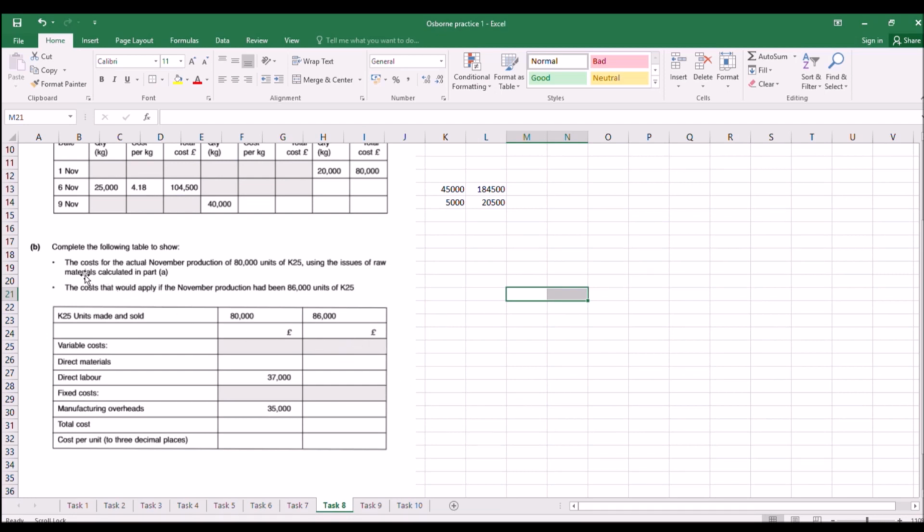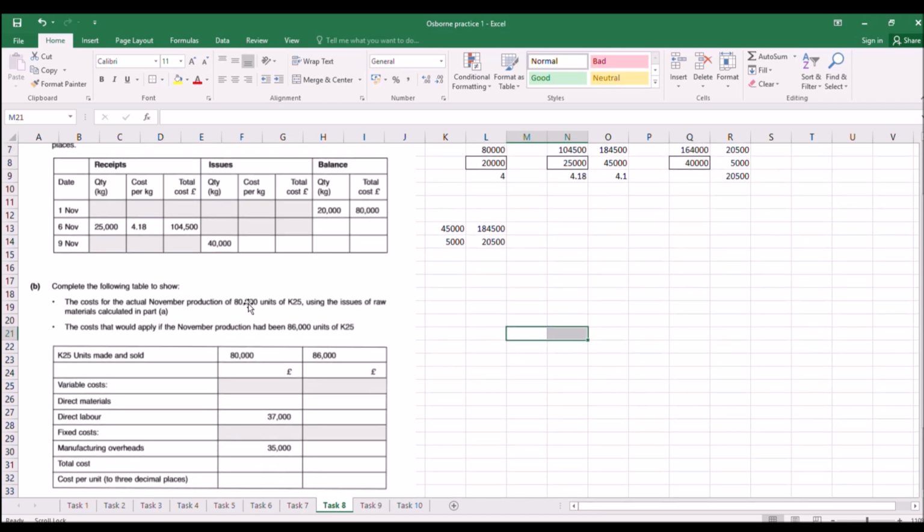Right, complete the following table to show cost for actual November production of 80,000 units of K25 using raw materials, calculating part A. So they're using the raw materials issue. So this is the issue from the stock thing. It's this issue at the £4.10 is 164,000. So what we're going to do then is 80,000 here, and the cost that would apply if the November production had been 86,000. We have to go back and recalculate.